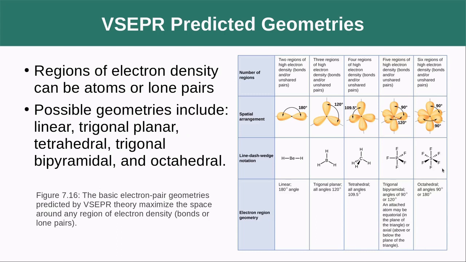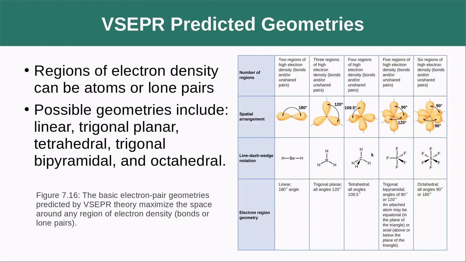Here we have a very important table that you guys are going to have to come back to, where we describe what's going to happen as we add different regions of electron density around central points. So remember that these could be atoms or they could be lone pairs. And what's going to happen, so when we have two regions, we get a linear structure. When we have three regions, we're going to get this trigonal planar. So that's it, all on the same plane.